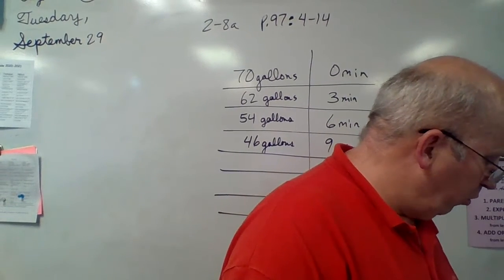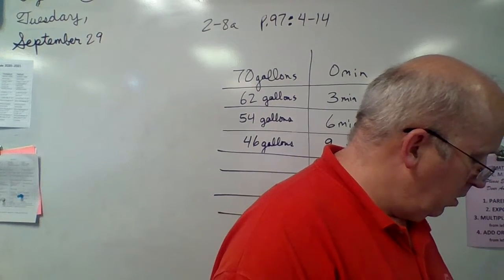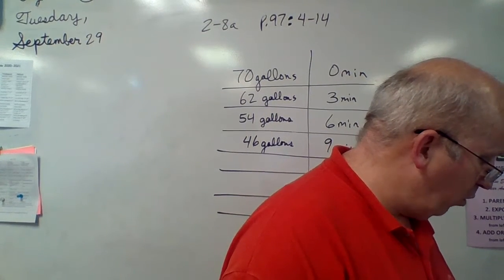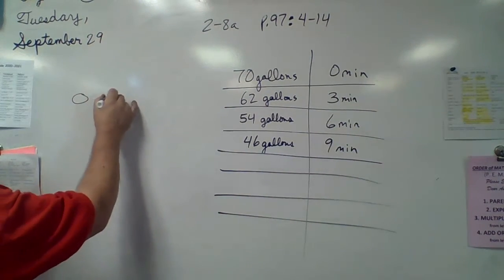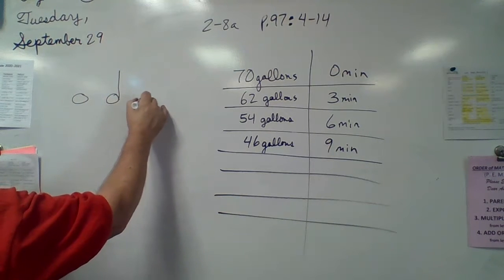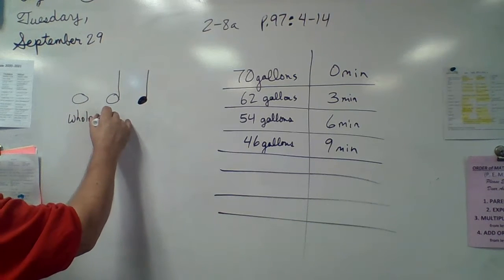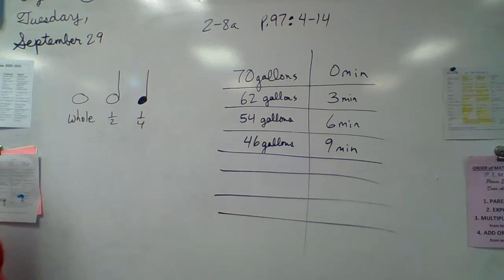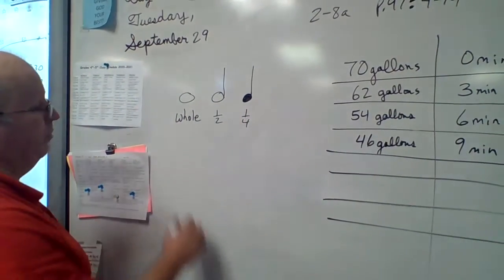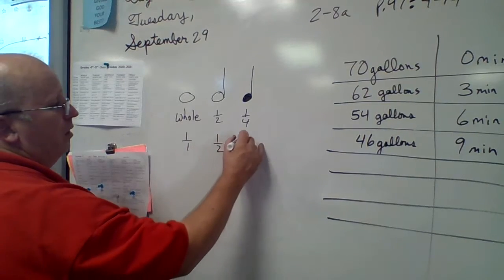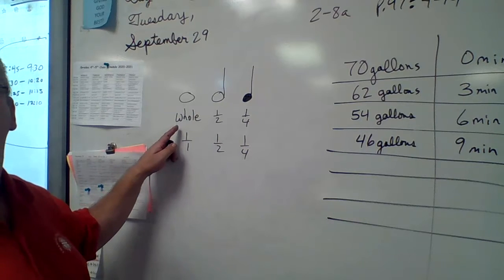The names of musical notes form a pattern. Name the next 3 notes in the following pattern. The notes that they list are whole note, half note, quarter note. In the world of music, this is the actual way they draw them. Whole note, half note, quarter note. Well, what's another way to say a whole of something? Another way of saying a whole of something is 1 over 1. Right? 1 over 1 is the entire of something.